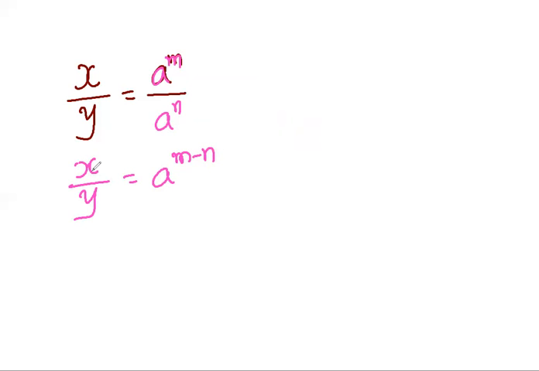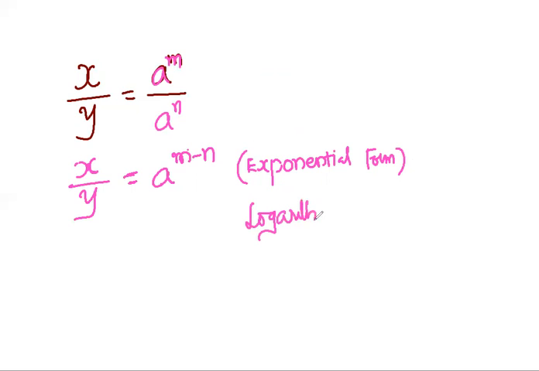This one number is the quotient. This number can be written as an exponent of a. So this is called the exponential form of x by y. Now let us convert this into logarithmic form. Logarithm of x by y with base a is equal to m minus n.